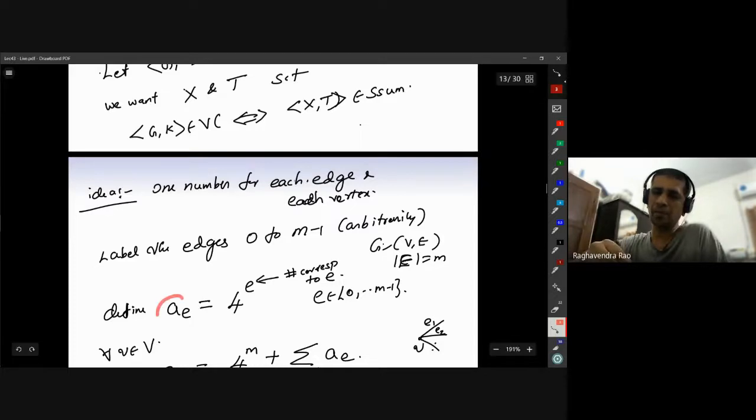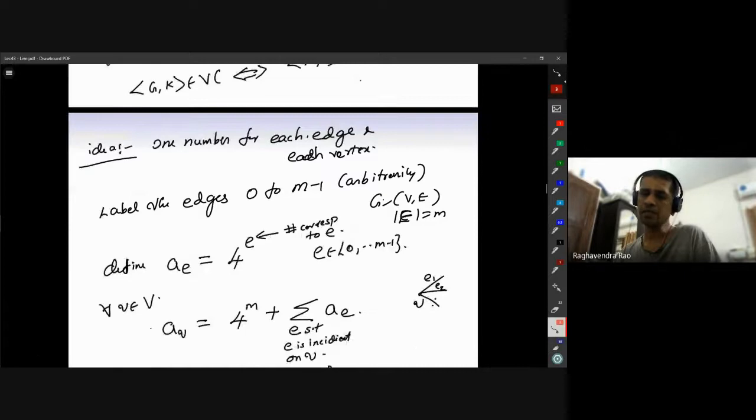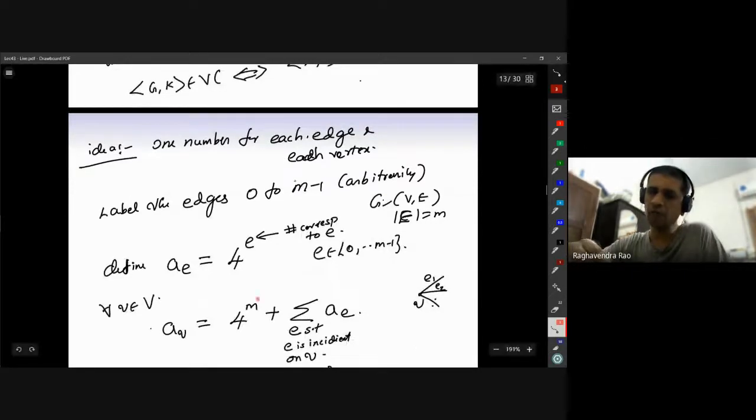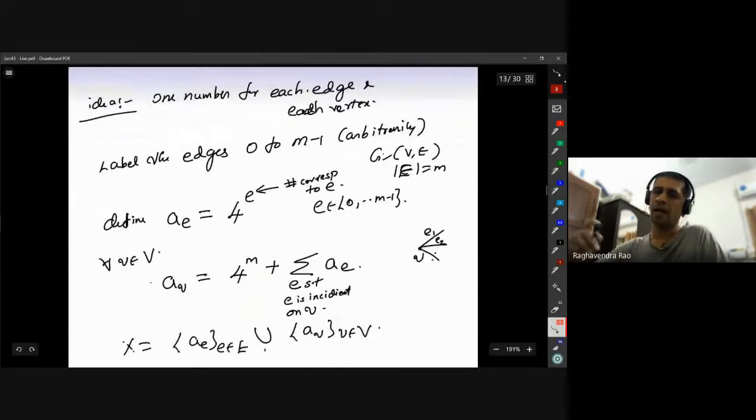Now the corresponding numbers: for each edge e, the number a_e is defined as 4 to the power e. So if edge e is the 10th edge, then this will be 4 to the 9, since it starts from 0: 4 to the 0, 4 to the 1, and so on. Now for vertices, we take 4 to the m plus the sum of the values of edges which are incident on v. So these are the numbers. X is our set which has m plus n elements: a_e for each e in E, a_v for each v in V.